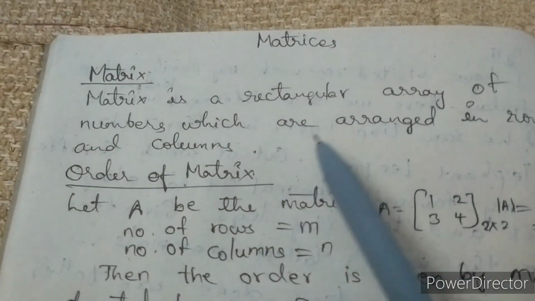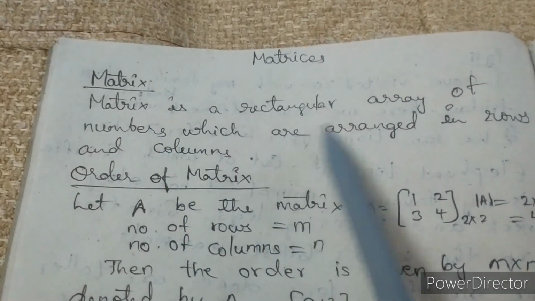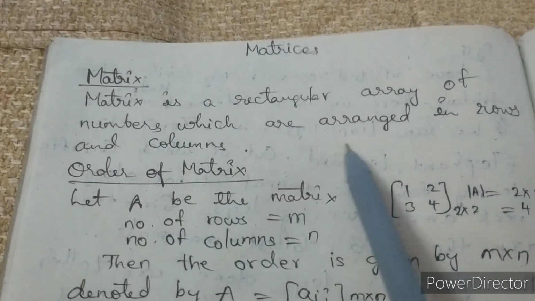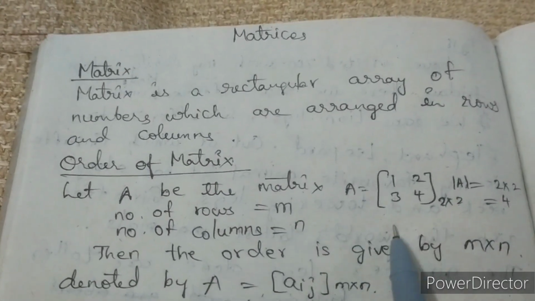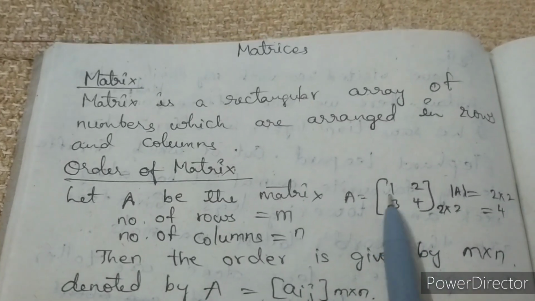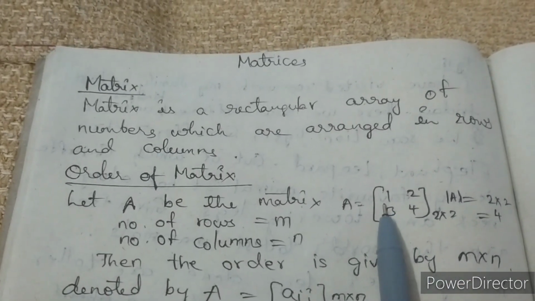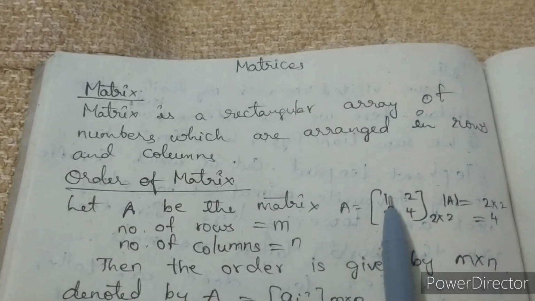Today we'll be discussing matrices. A matrix is a rectangular array of numbers which are arranged in rows and columns. So it's a rectangular array of numbers. It can be a square array of numbers also, which is arranged in rows, as you can see here, 1 and 2, and columns, that is 1 and 3.